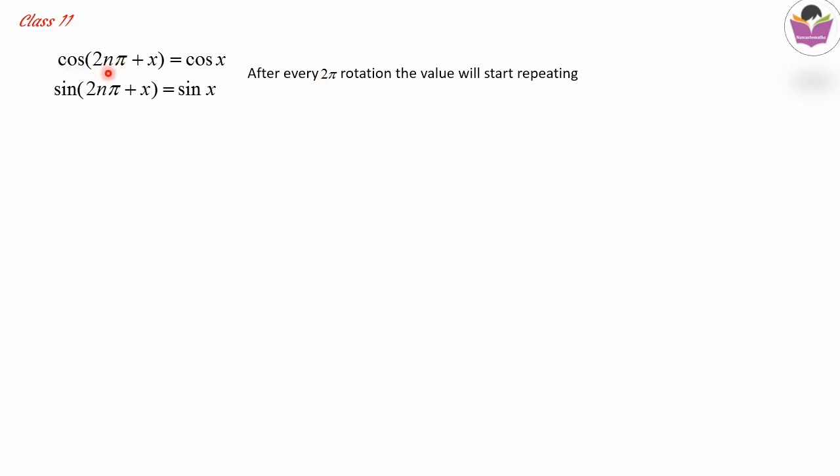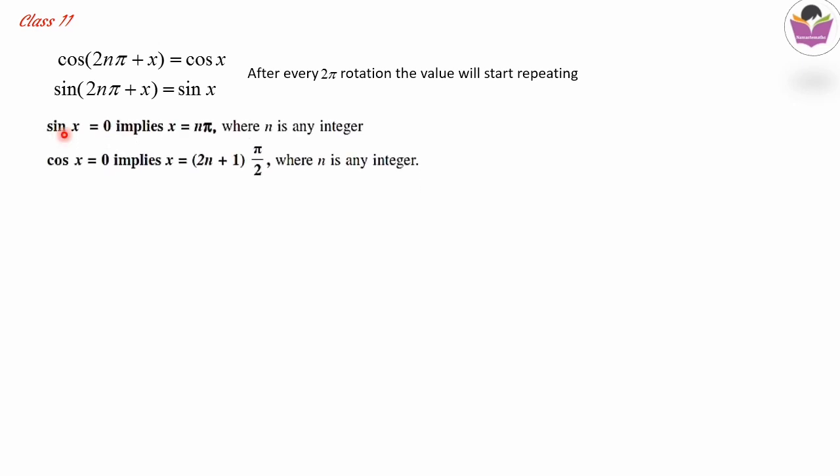Means cos(2nπ + x) means cos x. For example, cos(10π + x) is cos x. Sin(12π + x) is sin x. 12π means it is a multiple of 2π. That's why that 12π can be considered as 0. So 0 plus x is x. That is what first we have learned in the last class.